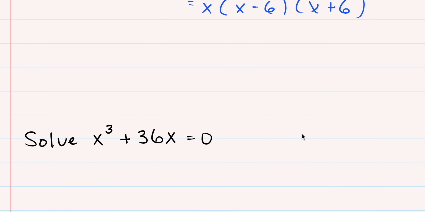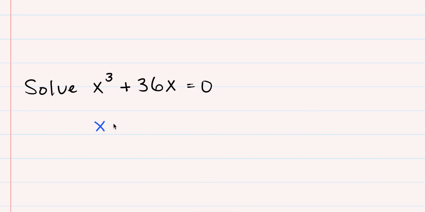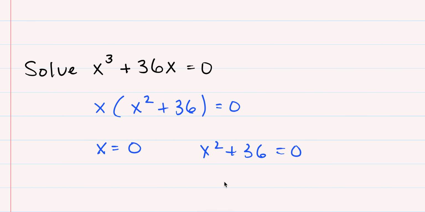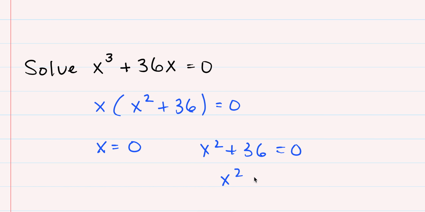So to solve this, we put our factored form, and then we set the pieces equal to 0. We get x is 0, and if we try to move this 36 to the other side, we're not going to be able to solve this because you can't square a number and get a negative 36. So this is the only solution.